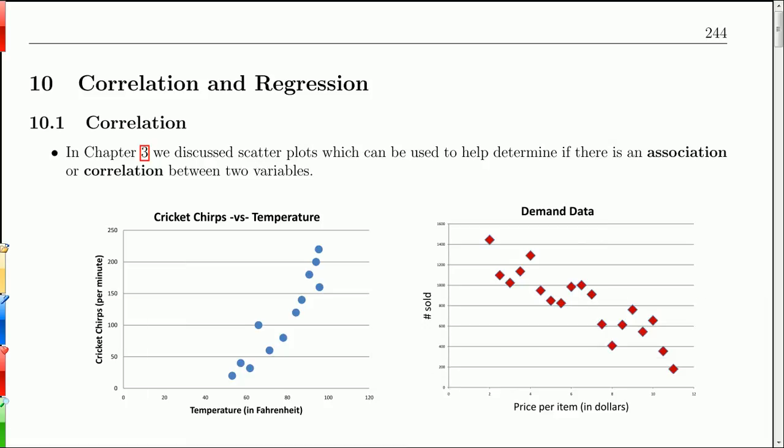Hello, welcome to Chapter 10.1 from Stevens' Introduction to Statistics, the Think and Do book. In this chapter we're going to talk about correlation.